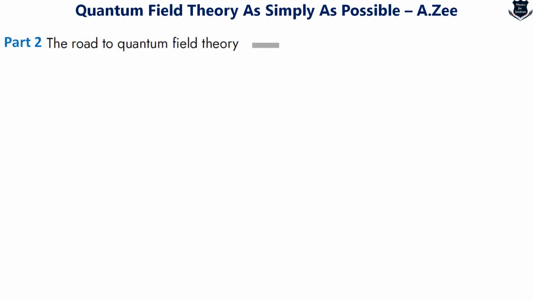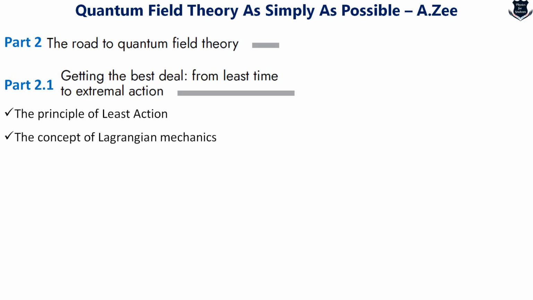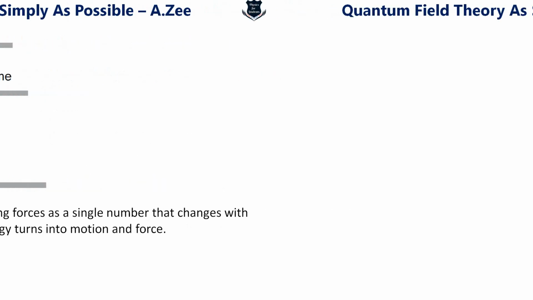We move to part 2, where he lays the foundation of the road to quantum field theory. He talks about the principle of least action, Lagrangian mechanics, and he discusses in detail the action principle, which is very important in terms of QFT. Part 2 talks about the global versus local, where he talks about potential energy, simplifies physics, and so on. I am not iterating those things. You can pause and watch, and make a note from this video. This part is where quantum field theory actually kicks in.